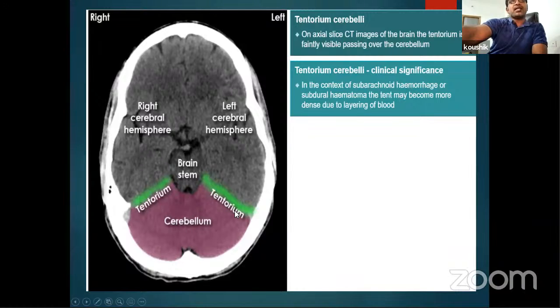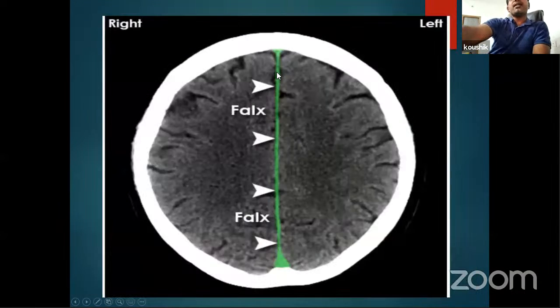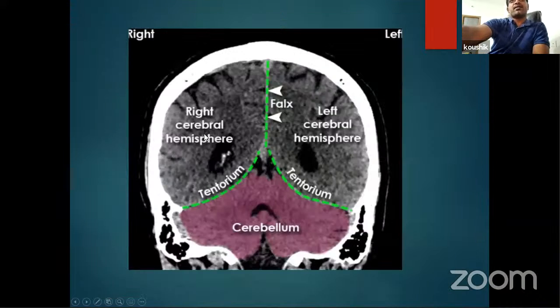What is the importance of this tentorium? Why are we speaking here? Because in case of subarachnoid hemorrhage or subdural hemorrhage, this tentorium becomes more dense because of layering of blood along the tentorium. Then in the midline, we'll find a linear hyperdense structure, that is the falx cerebri, which divides both cerebral hemispheres. And if we see in the coronal section, this is the falx, and these are the tentorial leaves, and this is the cerebellum.